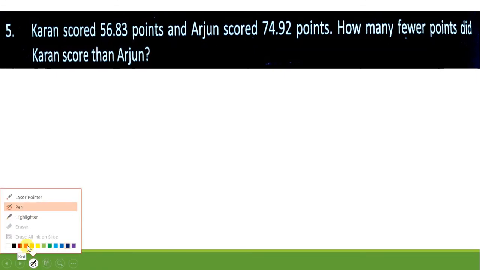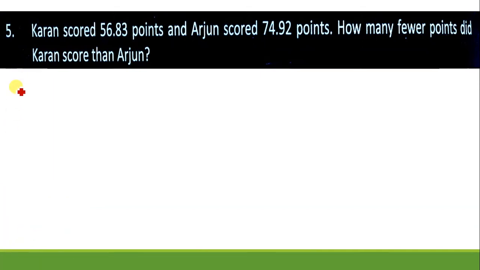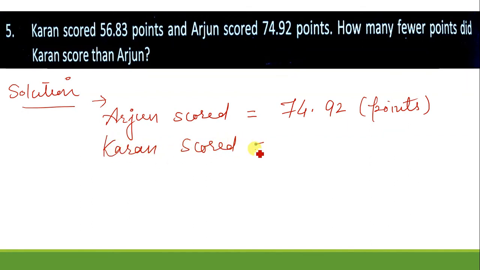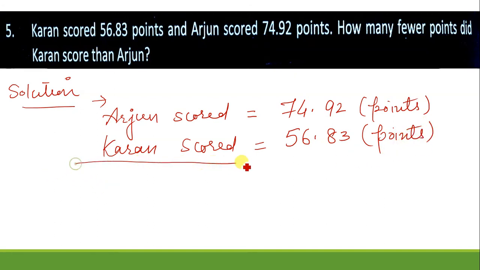What is given? Very first you will write a statement for the solution, and solution says that you have to get their difference. So whose score is more? Arjun. Yeah, so Arjun scored how many points? 74.92 points. Then Karan scored 56.83. Here decimal places are equal, so we won't make any changes in that.